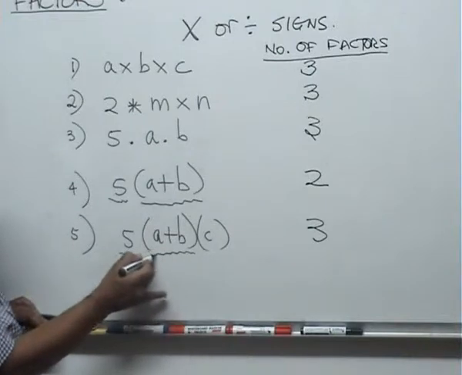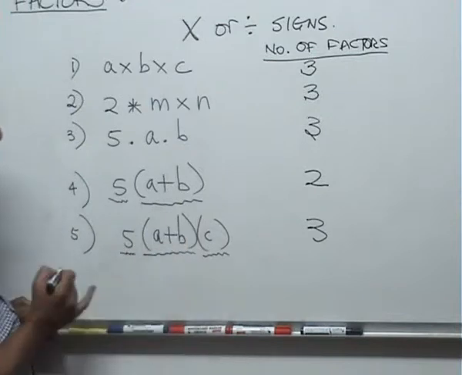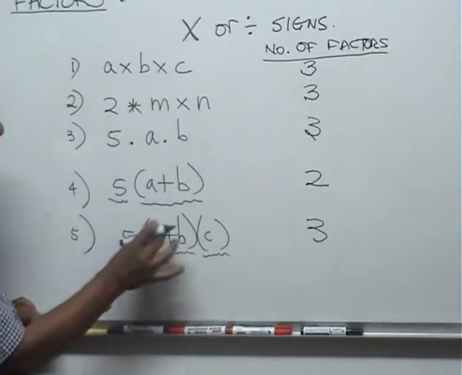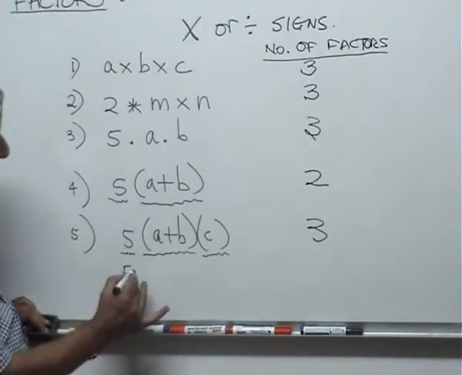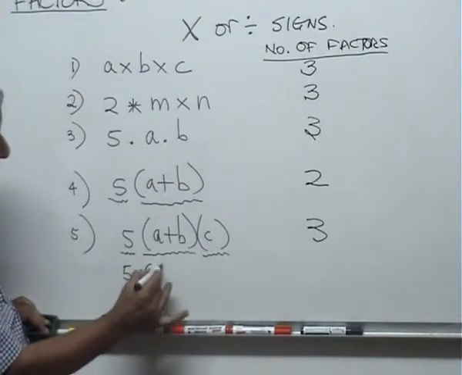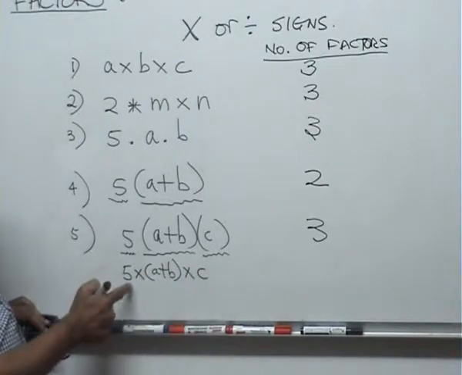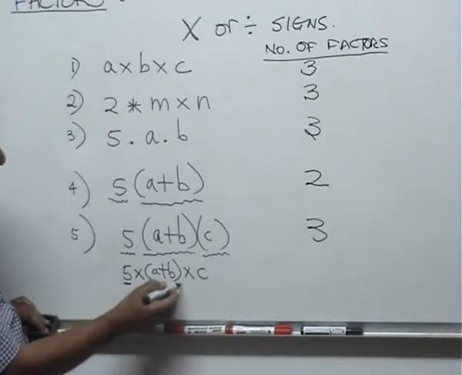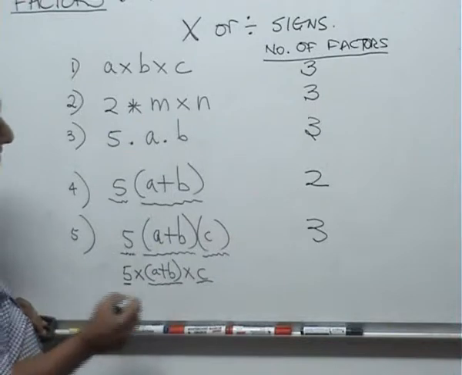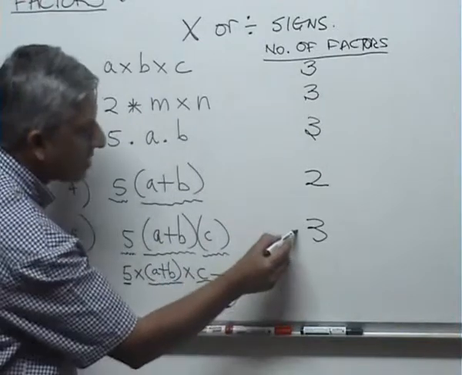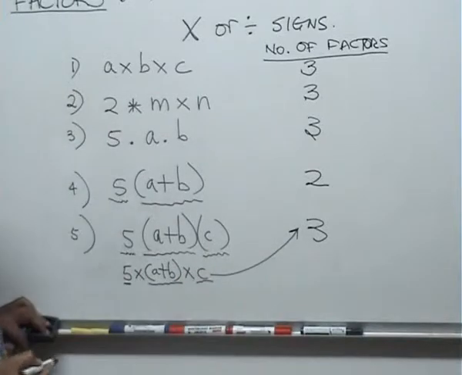And then a plus b in the bracket is another factor. And then c in the other bracket is also a factor. So there are 3 different factors here. This number 5 could have been written like this: 5 times a plus b times c. So you can see clearly that there's one factor, there's another factor, there's another factor. So that's why this has 3 factors.